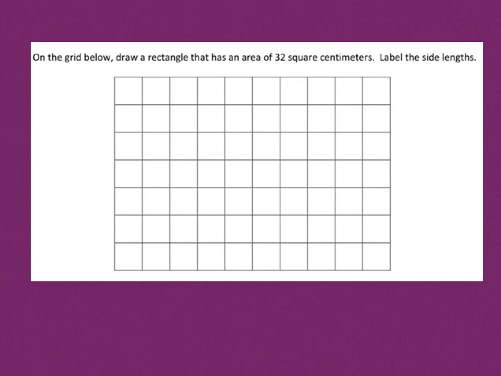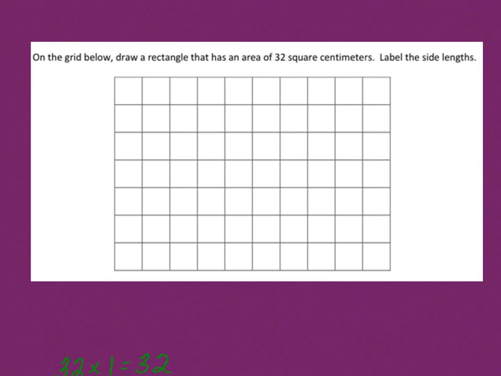For our last example, we are going to draw a rectangle that has an area of 32 square centimeters and label the side lengths. Unlike the last exercises that gave us the two side lengths and we had to figure out the area, we're starting backwards this time and we're starting with the area and trying to find the side lengths. So what two numbers can we multiply to get a product of 32?